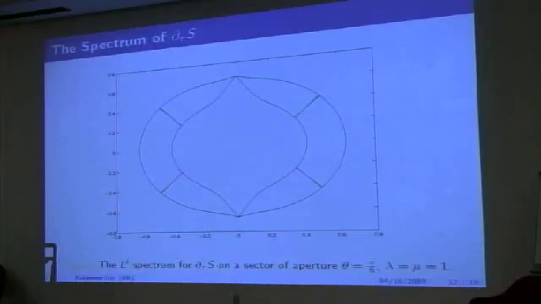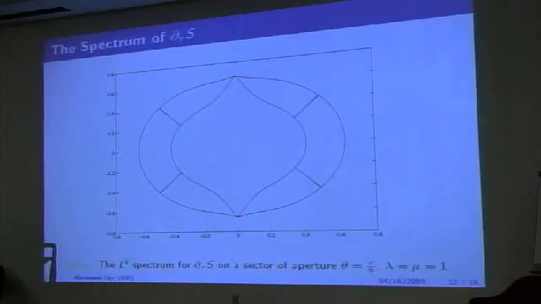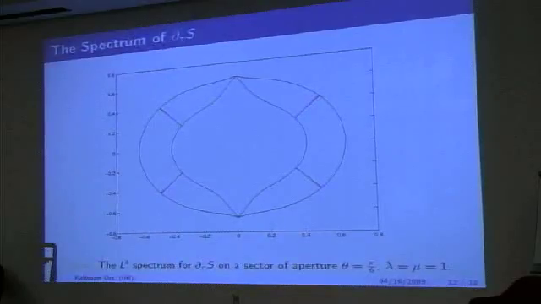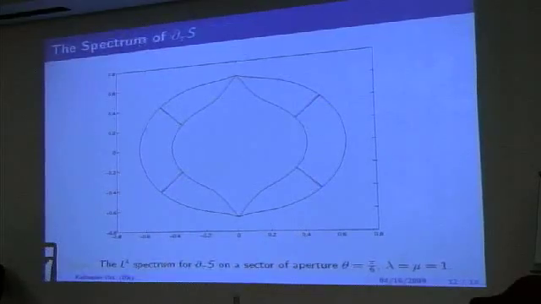Here's just another picture I created. Now I've taken my sector to be of angle pi over 6, so I've made it narrower. Again, lambda and mu equal to 1, and you can see the shape of the spectrum changes. The spectral radius here has also gotten a bit smaller.